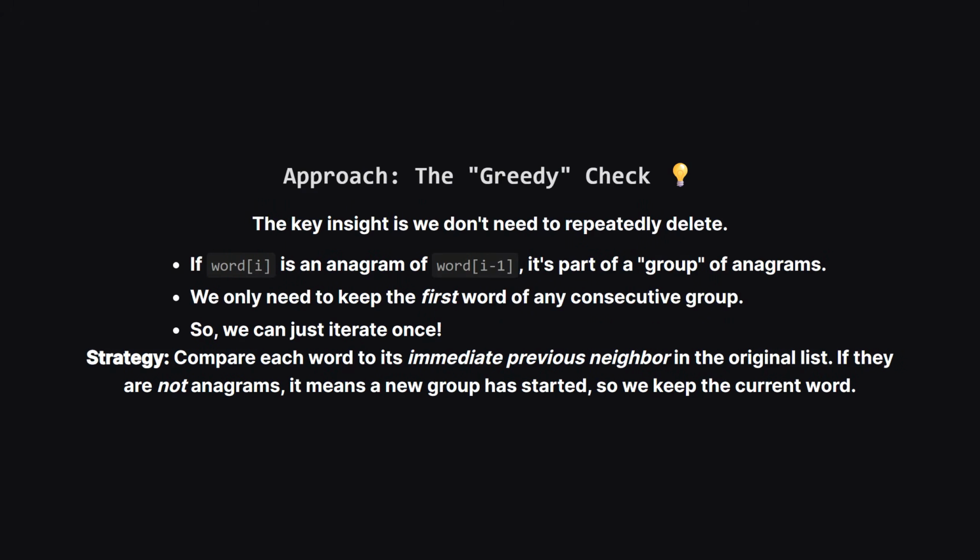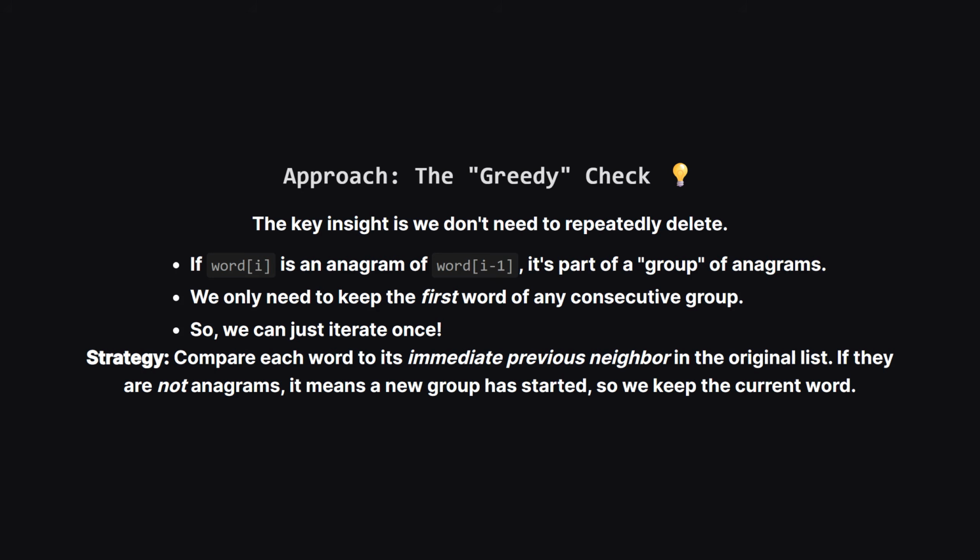Now you might be thinking we need a complex loop that keeps shrinking the list. But because the order doesn't matter, there's a much simpler way. Think of it like this. If you have a chain of words that are all anagrams of each other, you only ever need to keep the very first one. All the others are redundant. So we can solve this by just walking through the list one time.